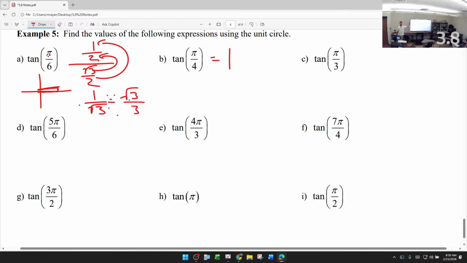Pi over 3. Dadgummit, that's the one after this one. I may have to draw it. Pi over 3 is where cosine's the short one and sine's the big one. And if sine's the big one, that means sine is the square root of 3 over 2, and cosine is 1/2. This one's really nice because when I flip and multiply, that's the square root of 3, and you can't simplify that.